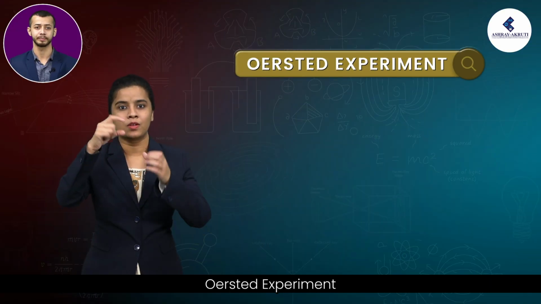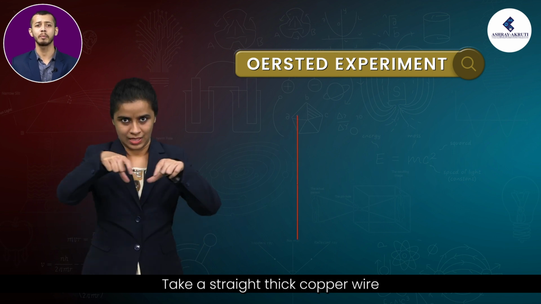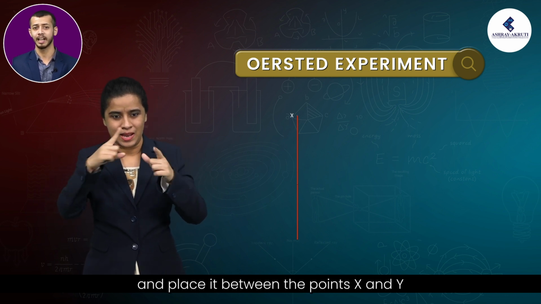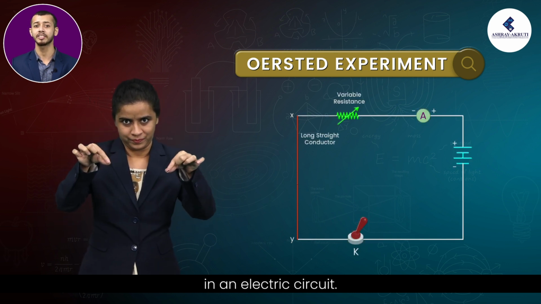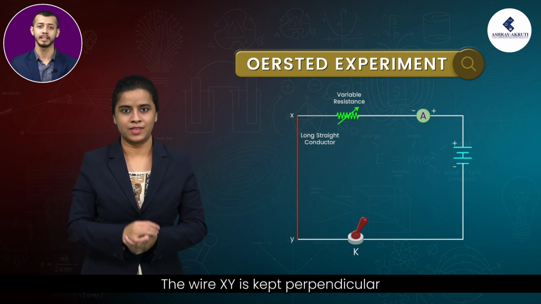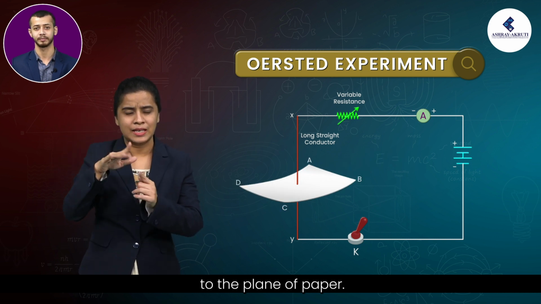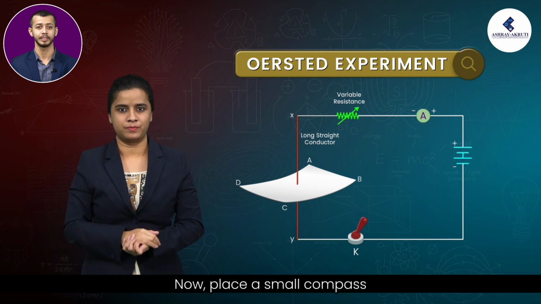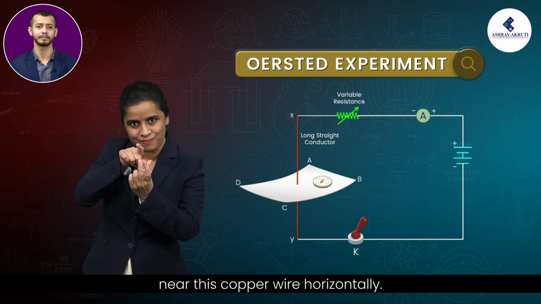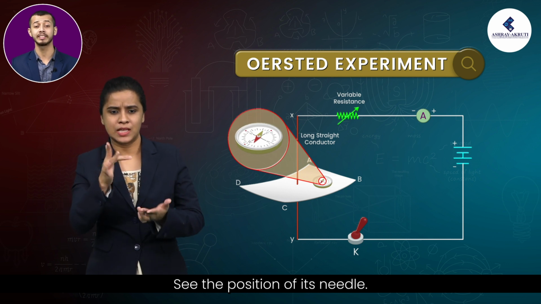Oersted experiment. Take a straight thick copper wire and place it between the points X and Y in an electric circuit. The wire XY is kept perpendicular to the plane of paper. Now, place a small compass near this copper wire horizontally. See the position of its needle.